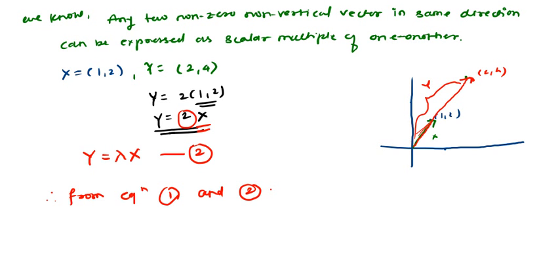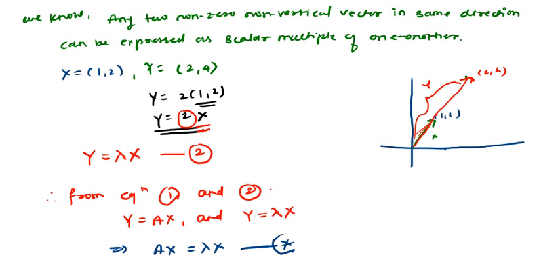So from equations 1 and 2, what can we write? Equation number 1 was y equal to A x, and equation number 2 is y equal to lambda x. If you observe, y and x are the same in both equations. The LHS is the same, so the RHS will also be the same. So A x is equal to lambda x. This is our important equation.